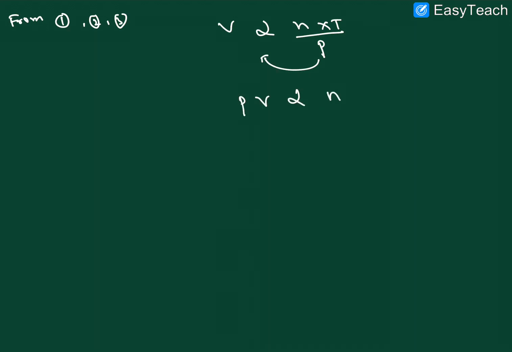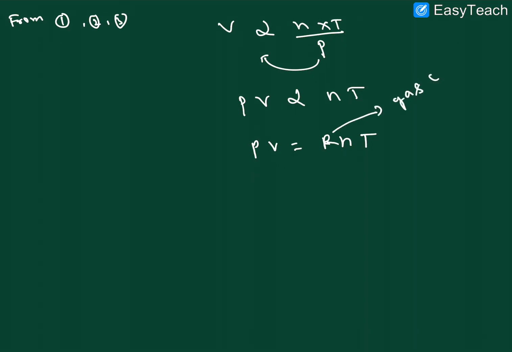So from equations 1, 2, and 3, what is the relation? Volume is directly proportional to the number of moles and temperature, and inversely proportional to the pressure. So we write P into V is proportional to n into T. Now we take a proportionality constant and remove the proportionality sign. So here PV is equal to RnT. This R is called the gas constant, that is nothing but the proportionality constant.